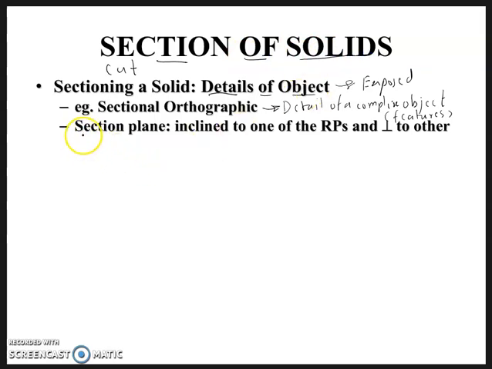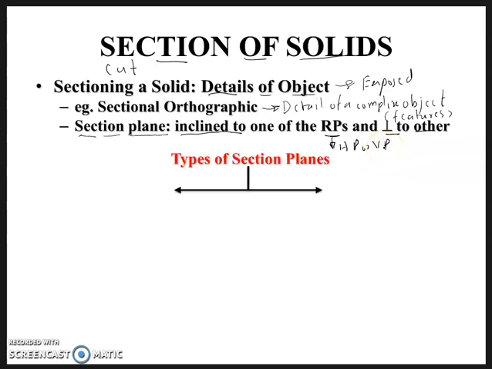As far as your syllabus coverage is concerned, we have limited the scope, and we are going to study in such a way that the section plane will be inclined to one of the reference planes, that is either HP or VP, and it will be perpendicular to the other. So it will be either inclined to HP and perpendicular to VP, or inclined to VP and perpendicular to HP. These are the only two varieties. So we will see what these various types of section planes are.